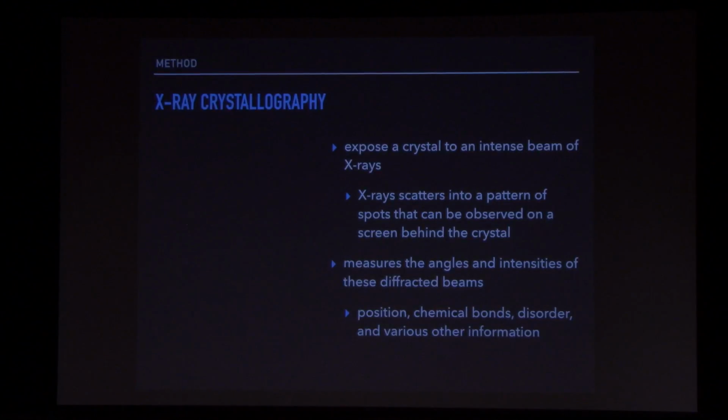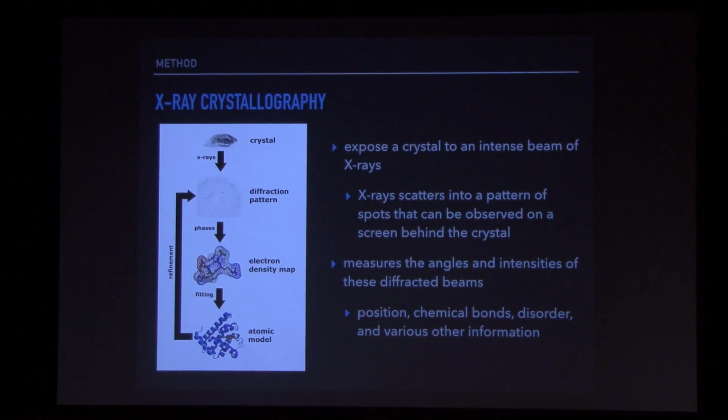And then by measuring the angles and intensity of these diffracted beams, you can determine the position, chemical bonds, disorder, and various other information, and you would have an electron density map. And then by doing computer data analysis, you can have a 3D atomic model of your molecule.